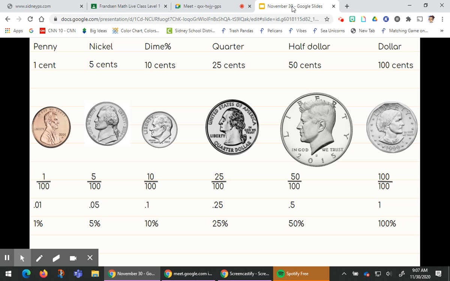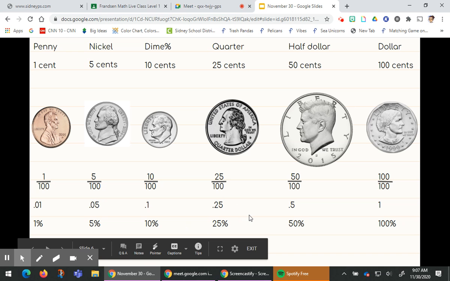Okay, so if I have 25% of a dollar, what coin do I have? One coin that's 25% of a dollar. Chloe, if I have a coin that's 25% of a dollar, what coin do I have? A quarter, yes. A quarter is 25% of a whole dollar, isn't it?